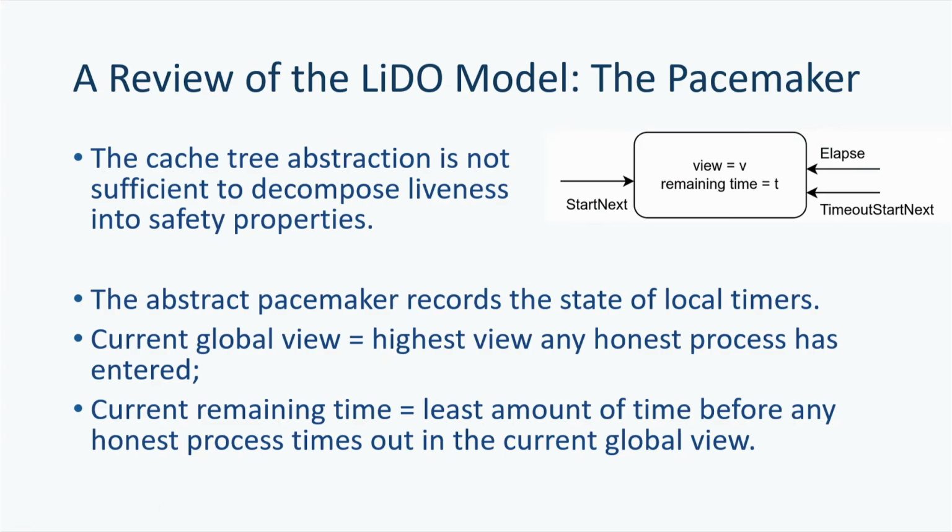Now, the cache tree representation is useful for proving safety of these protocols, but it's not sufficient to prove liveness, because to prove liveness, you have to show that after a leader sends out a request, the voters will vote for it before timeout. And this before-timeout part is crucial. So we introduced the abstract pacemaker, which summarizes the state of local timers. So we know exactly when these timers will time out.